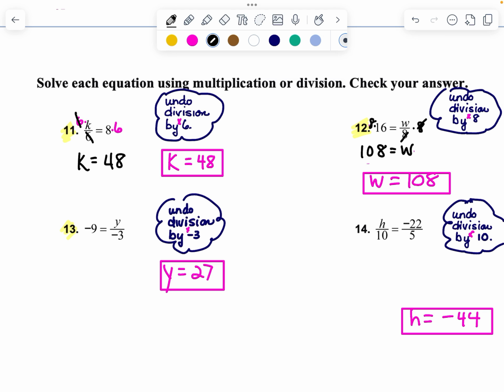Then, undoing, we have to multiply both sides by -3. When we do that, we get 27 is equal to y. The -3's cancel.